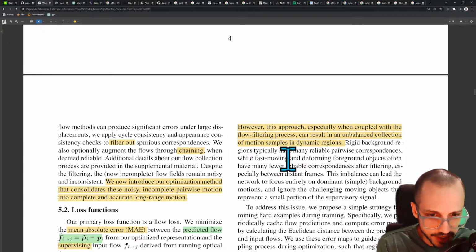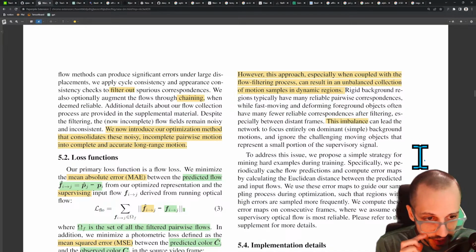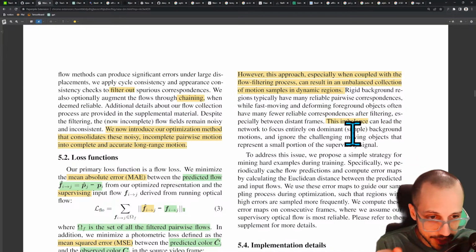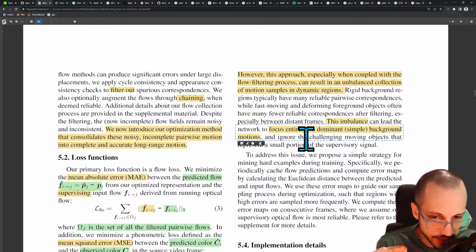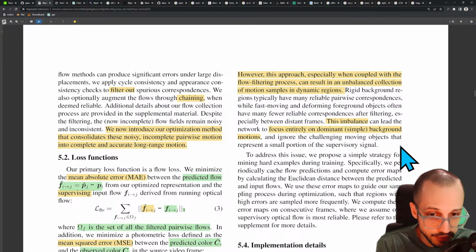Rigid background regions typically have many reliable pairwise correspondences, while fast-moving and deforming foreground objects often have many fewer reliable correspondences after filtering, especially between distant frames. This imbalance, right, it's an imbalanced data set, or imbalanced starting point, can lead the network to focus entirely on dominant simple background motions. Okay, so the points in the background, they don't move a lot, so they're easy to predict. So maybe your filtering process kind of biases towards these. Ignore the challenging moving objects that represent a small portion of the supervisory signal.